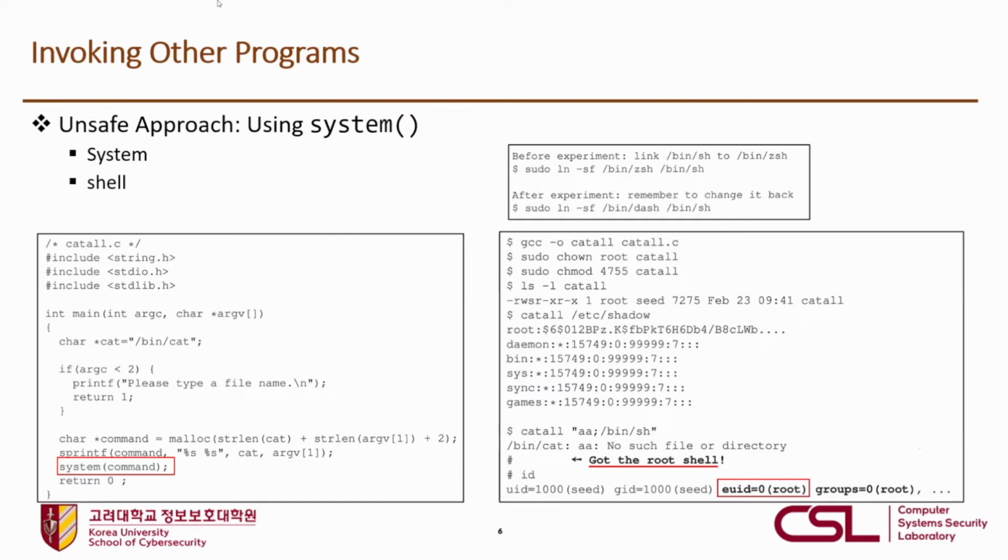If you pass commands with semicolons as an argument, meaning the execution of multiple commands, /bin/sh will proceed sequentially. Through this, you can finally see how to acquire the root shell. And finally, you can check that the EUID is root through the id command.